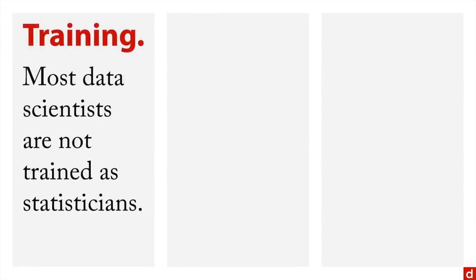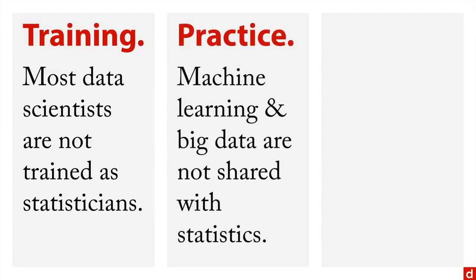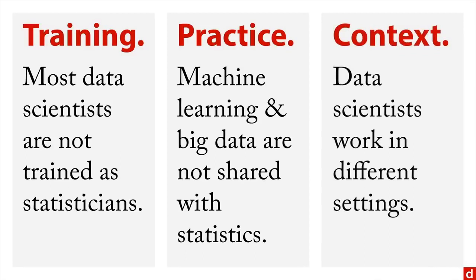And specifically, we can look at the training. Most data scientists are not trained formally as statisticians. Also, in practice, things like machine learning and big data, which are central to data science, are not shared generally with most of statistics. And so they have separate domains there. And then there's the really important issue of context. Data scientists tend to work in different settings than statisticians. Specifically, data scientists very often work in commercial settings where they're trying to get recommendation engines or ways of developing a product that will make them money.